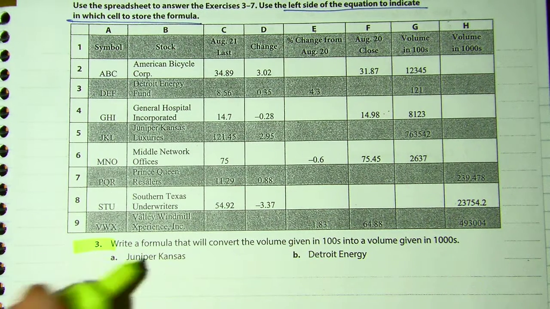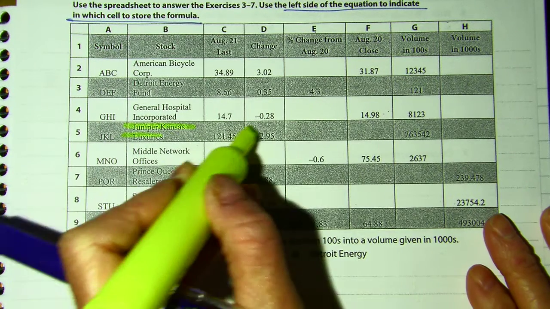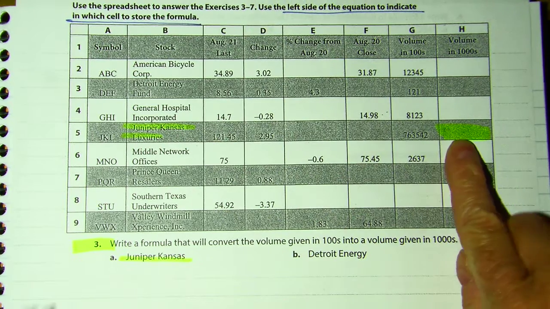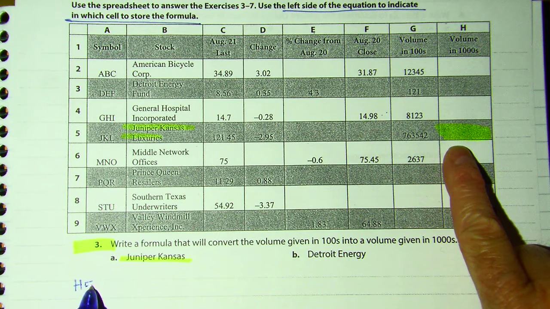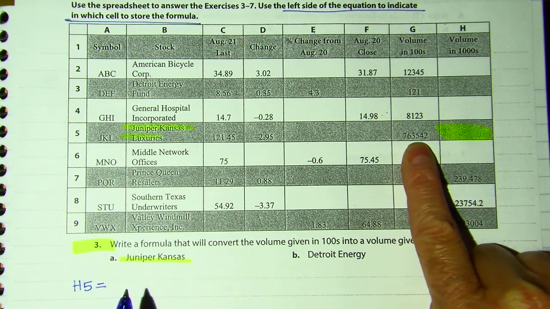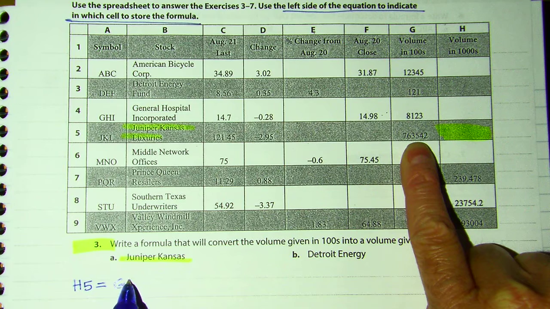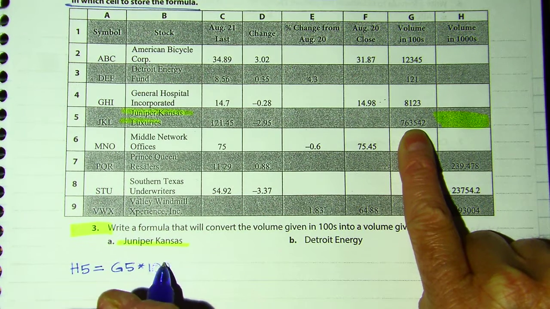So for part 3, for Juniper, Kansas, here's Juniper, Kansas. And I'm going to go over to the volume. In 100s is here, but they want volumes in 1,000. So that's cell H5. And it will equal what we just did earlier. So I'm going to take the volume listed in 100, so G5, and I'm going to times that, so you'll use the multiplication symbol, by 100, and then I'm going to have to divide by 1,000.